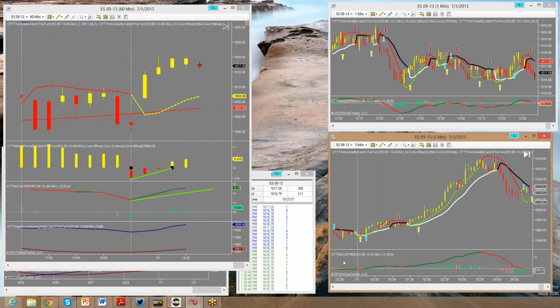But more times than not, these will keep you on the right side of a trade. The idea here is to keep you in a trade when it's going in your direction. Don't take yourself out. Let price come and take you out of the trade.